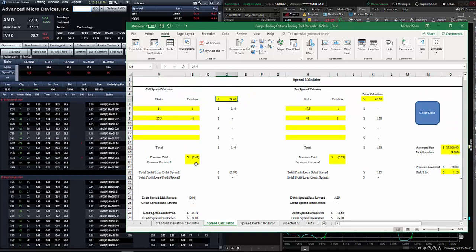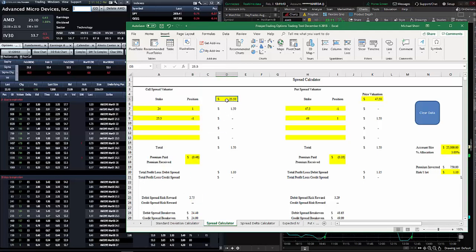The maximum this spread can be is at 25.5 or higher, because then it's going to be worth the width of the spread. I have a 24 call that's $1.50 in the money, so that's worth $1.50. This is worthless still at the money, so I can make $1.50 on my spread. I had to pay 40 cents, so I can make $1.10. Max reward divided by max risk gives me 2.75 to 1. 2.75 to 1 on that for max reward to risk.